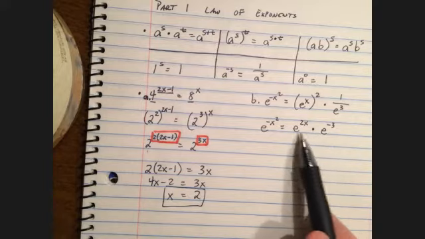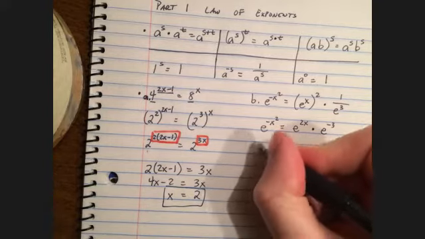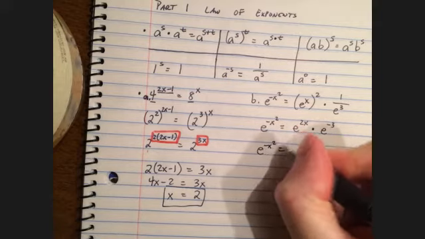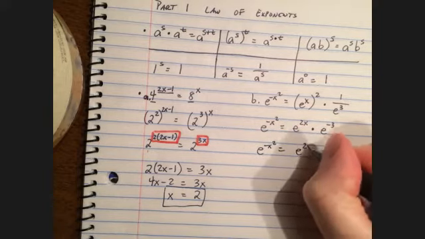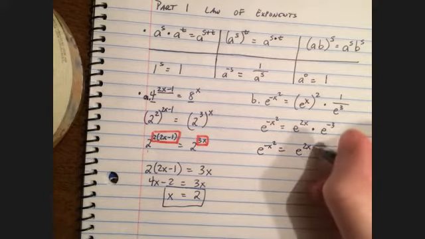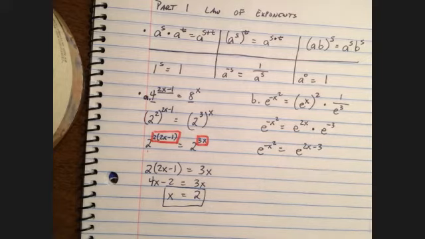Now we're multiplying common bases, which means we can add their exponents. So e to the negative x squared is equal to e to the 2x plus -3, so -3. And now we're right back where we were at earlier.